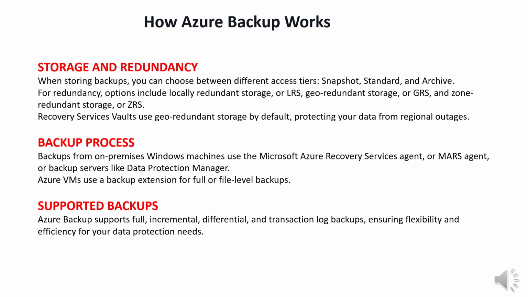Storage and redundancy. When storing backups, you can choose between different access tiers: Snapshot, Standard, and Archive. For redundancy, options include locally redundant storage, or LRS, geo-redundant storage, or GRS, and zone redundant storage, or ZRS. Recovery Services Vaults use geo-redundant storage by default, protecting your data from regional outages.